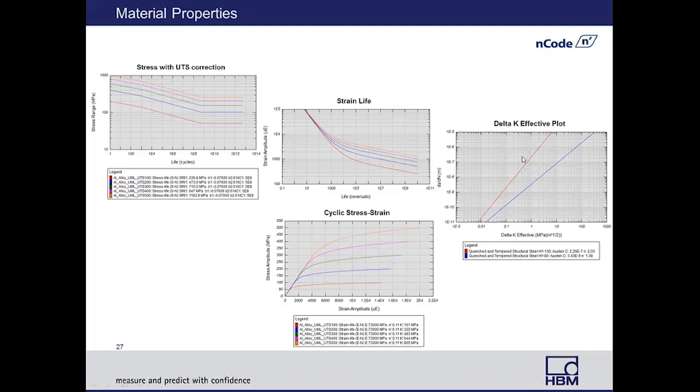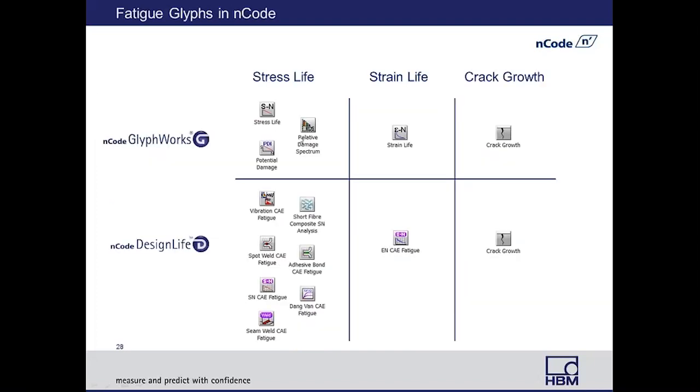As far as the tools inside of nCode are concerned, here is a list of most of the glyphs that would perform fatigue calculations, and I've divided them into different regions. If you're working mostly with test data, meaning you're going to be doing fatigue calculations using GlyphWorks, and you're doing strain life or stress life, you have 3 different glyphs that you can make use of. The first one right here is going to do actual stress life calculations for you.